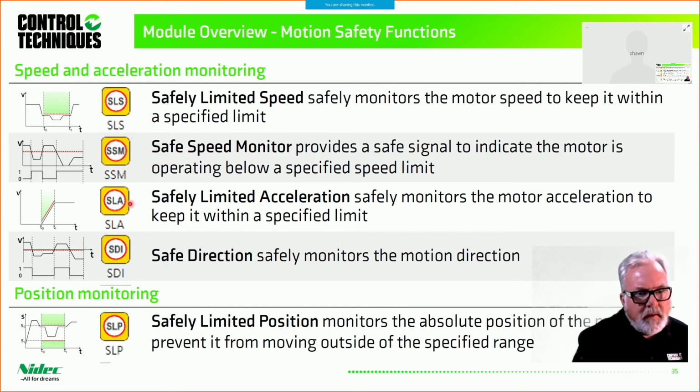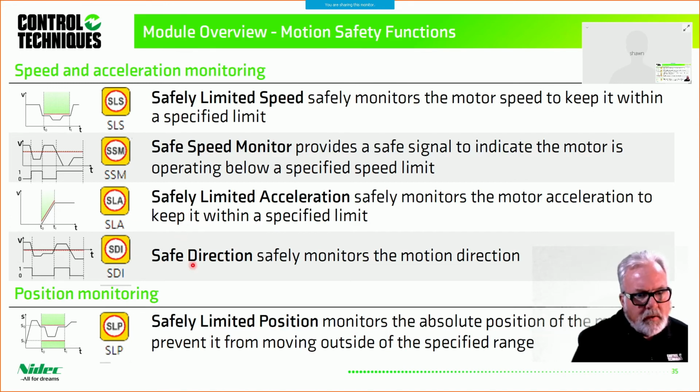Then we have safely limited acceleration, or SLA. Safely monitors the motor acceleration to keep it within a specified limit. So it's kind of a bad example, but if you have a web application or you have a drive running in torque mode and you don't have the mode and the drive set correctly and the web breaks, well, it could accelerate up to full speed. Well, this would prevent that from happening. It's going to make sure that the ramp rate here is consistent.